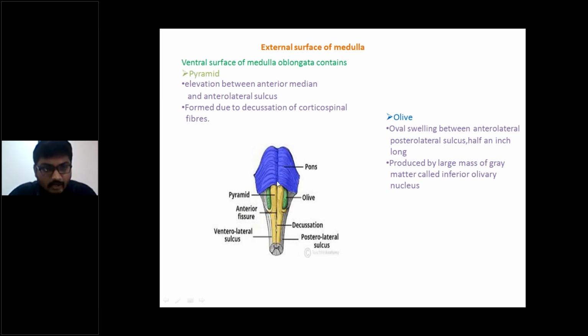So external surface of the medulla, this is the pyramid, right? This is the pyramid. This is the anteromedian fissure, right? This is the anteromedian fissure. So this is the elevation between the anteromedian fissure and anterolateral sulcus, right?